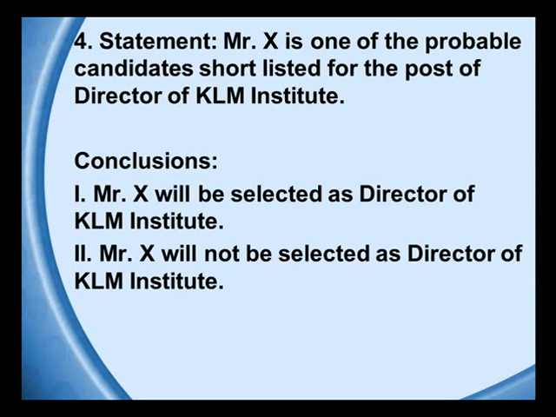Conclusion 1. Mr. X will be selected as the Director of KLM Institute. And 2 says Mr. X will not be selected as the Director of KLM Institute. Now remember, there was a choice which said either of the 2 follows. That means if 1 follows, 2 doesn't, and if 2 follows, 1 doesn't. The 2 conclusions are mutually contradictory. In this kind of case, we cannot take the answer as choice E, which was both, because both will not follow.